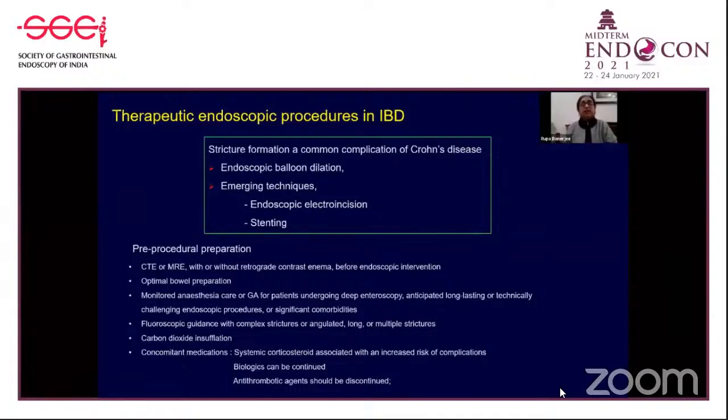We need to have a CTE or MRE before intervention, optimal bowel preparation, monitored anesthesia care or GA for patients undergoing deep enteroscopy, and fluoroscopic guidance with complex strictures or multiple long strictures. Carbon dioxide insufflation is needed.